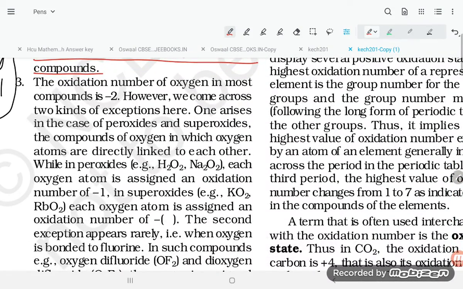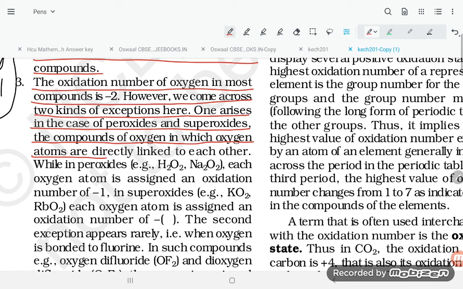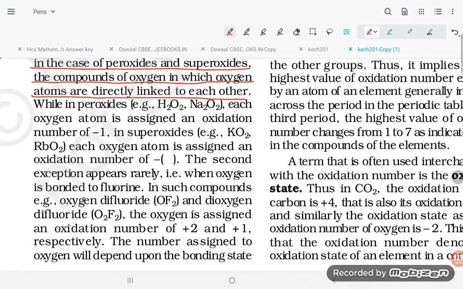Now the third rule. The oxidation number of oxygen in most compounds is -2. However, we come across two kinds of exceptions here. One arises in the case of peroxides and superoxides, compounds of oxygen in which oxygen atoms are directly linked to each other. In peroxides, H2O2 and Na2O2, each oxygen is assigned an oxidation number of -1. In superoxides, KO2, RbO2, oxygen is assigned an oxidation number of -1/2.